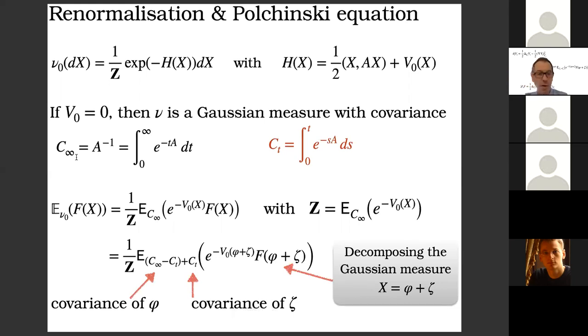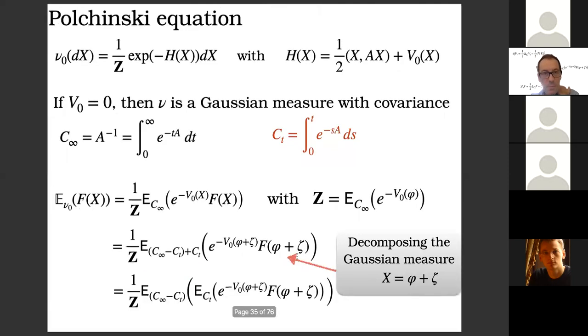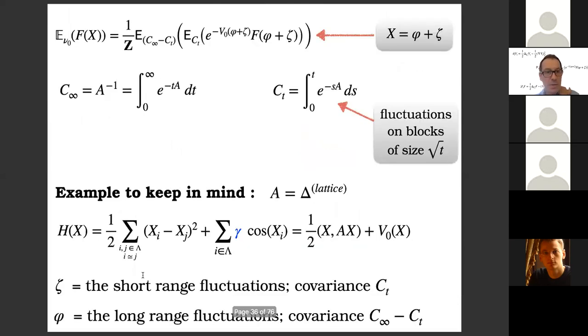So let's split the covariance into two parts. One will be denoted by Ct for the short scale. The rest is C infinity minus Ct. And our field x is now the sum of two fields, phi slow and zeta fast. So we use this Gaussian structure, the independence of both Gaussian fields, phi and zeta, and first integrate with respect to zeta and then integrate with respect to phi.